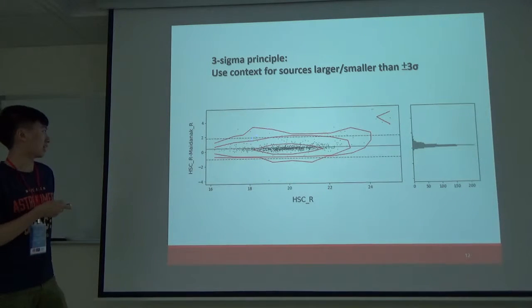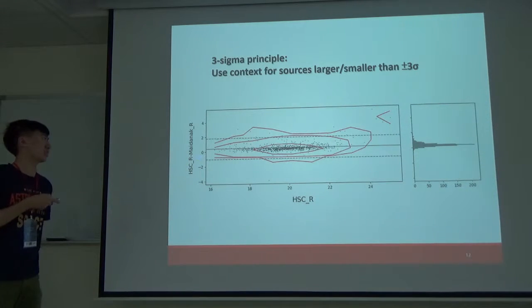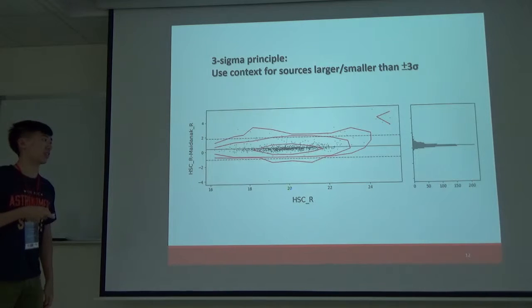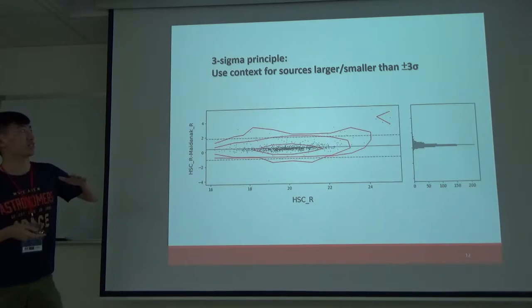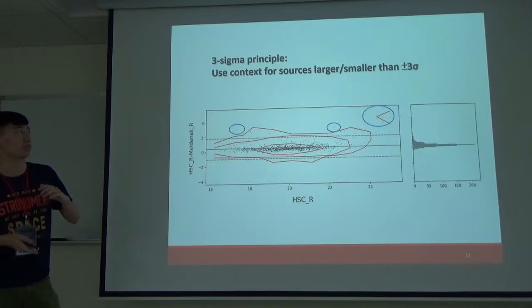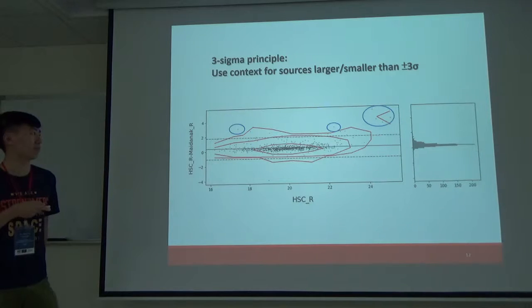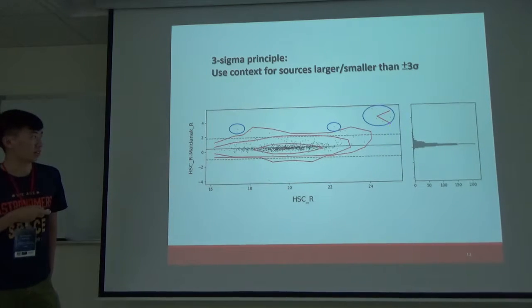So I plot something like this. This is HSC R minus Nike R versus HSC R. I try to use the 3 sigma principle. I use context for sources which are larger or smaller than plus or minus 3 sigma, which are circled with the blue circle. So I use context for them.